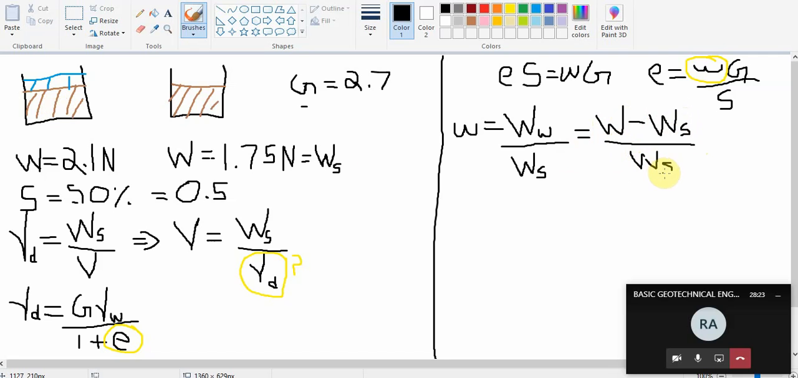So now you can calculate water content. So please calculate and tell what is the water content. Water content is weight of water divided by weight of solids. Weight of water is total weight of soil minus weight of solids. So total weight is 2.1. Weight of solids is 1.75. Please tell me what is the answer.